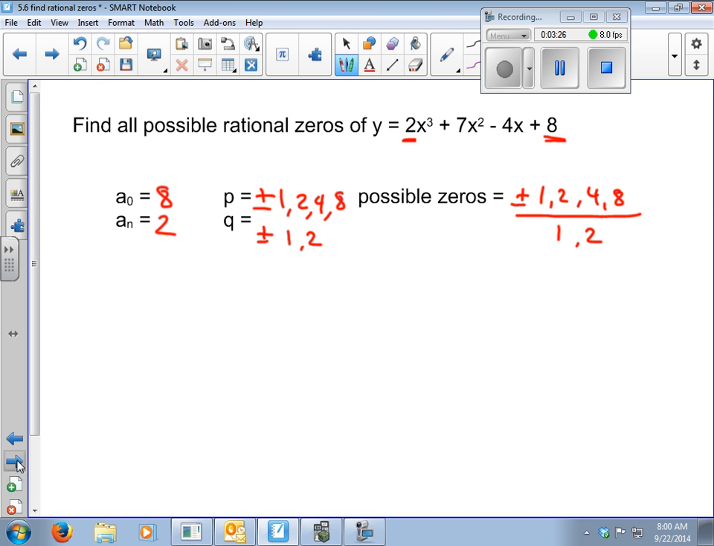And when I put all of them together as all the possibilities, I get plus and minus 1, 1 half, 2, 2 over 1, or excuse me, 2 over 2 is 1, and I already have that. 4 over 1, 4 over 2, which is 2, I already have. 8 over 1, and then 8 over 2 is 4, which I already have. So this list right here would be all of the possible zeros that could work in this particular question.